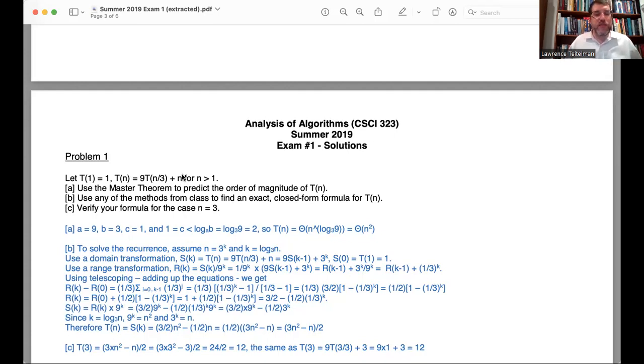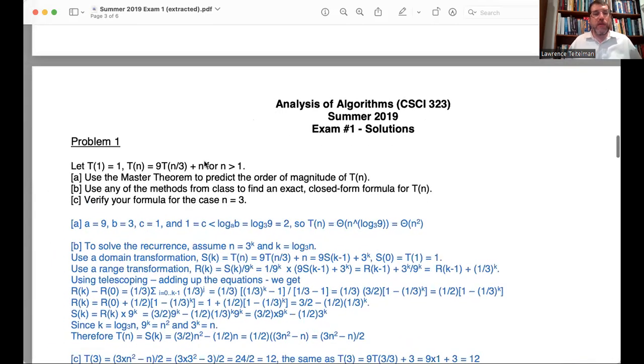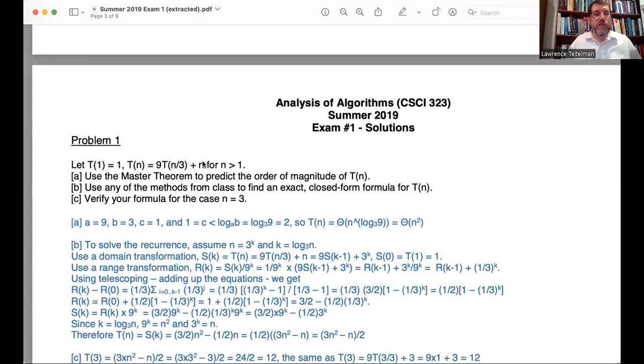So we have to compute log base B of A. So log base 3 of 9 is 2, and the C is 1. So the C is less than log base B of A. That means the dominant part is going to be the n to the log base B of A, which is n squared. Can you point to the n squared in the solution to A? There you go. So that is the order of magnitude.